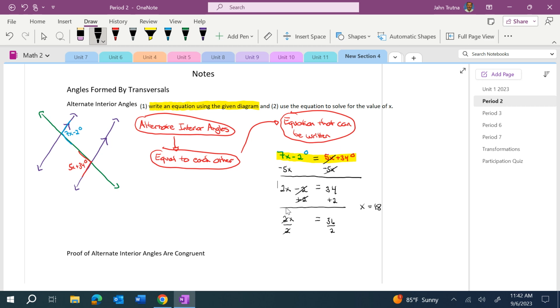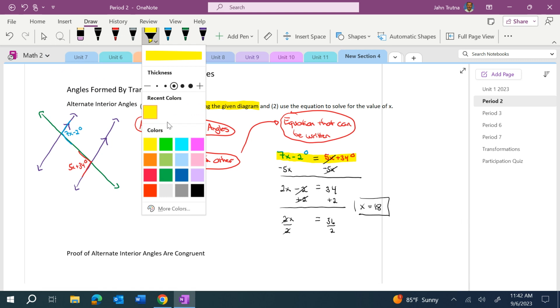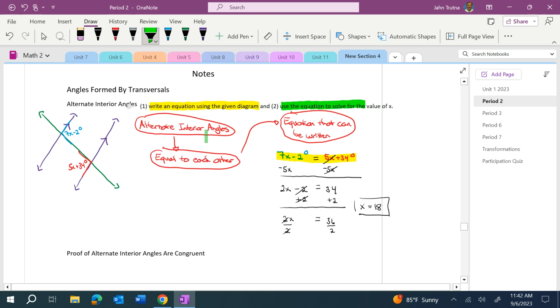Okay, so that right there is my answer. X is equal to 18. All right, now notice what I did was I took the equation that I had written, and then I just used the equation to solve for x. And I got x to be equal to 18.